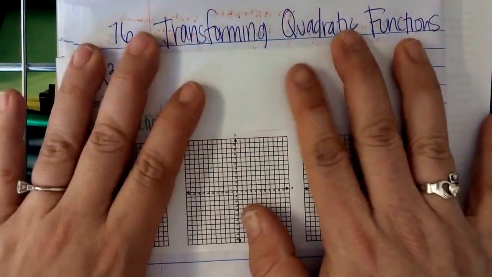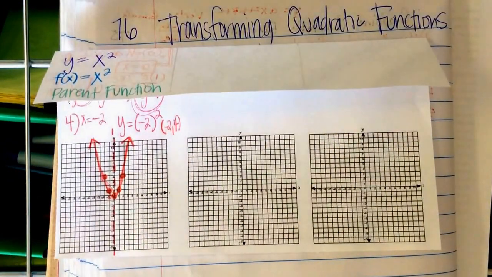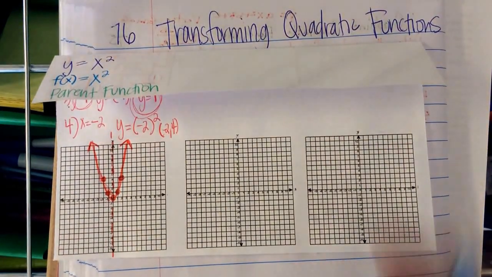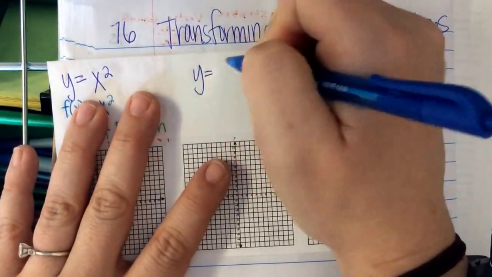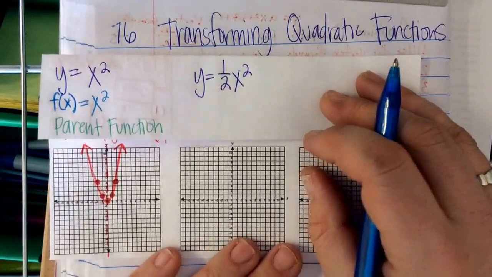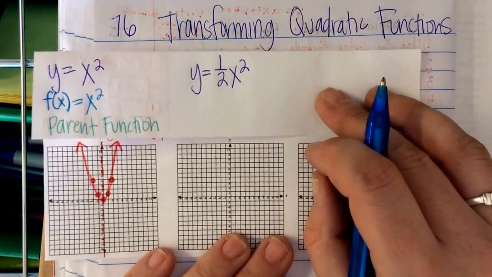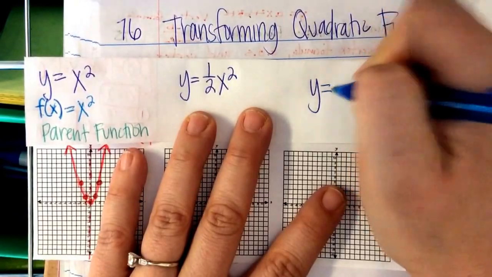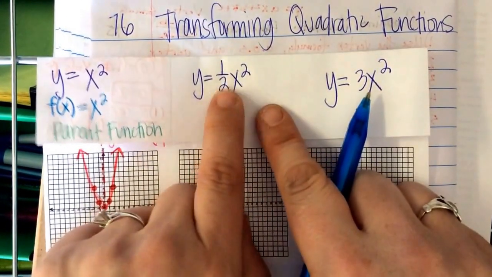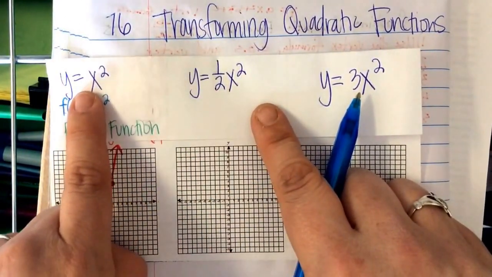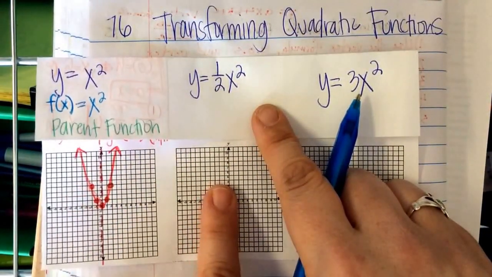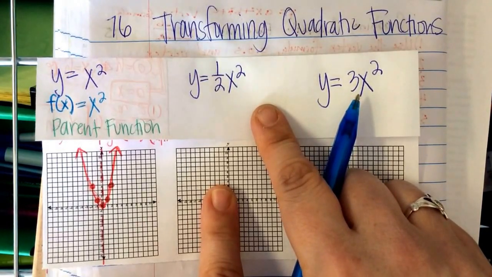Your homework tonight is to graph 4 other functions. Here they are. On this graph, you're going to put y equals 1/2 x squared. On this graph, you're going to put y equals 3x squared. And you're going to see what happens. How does putting a 1/2 as my a value, instead of 1, change things? My a value gets smaller. What happens from the parent function to this function? I don't know. You'll have to see.